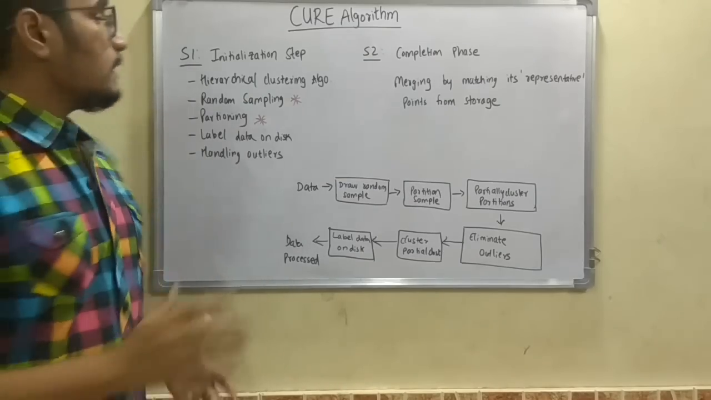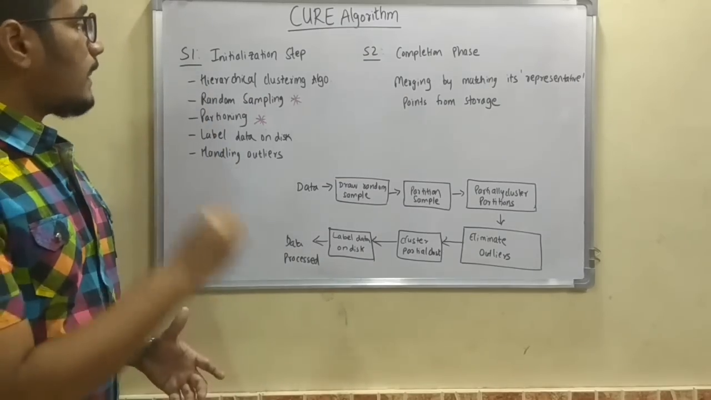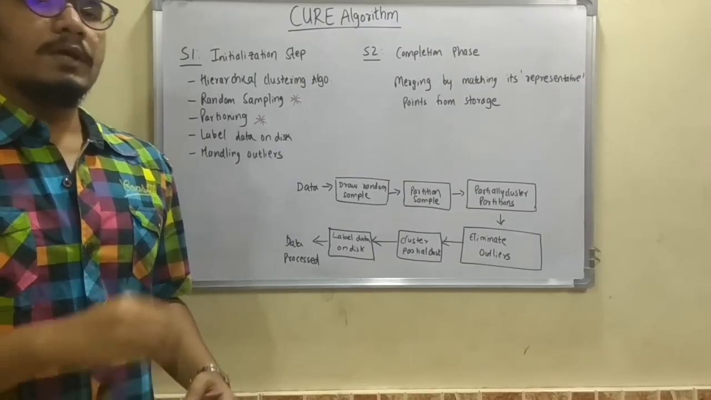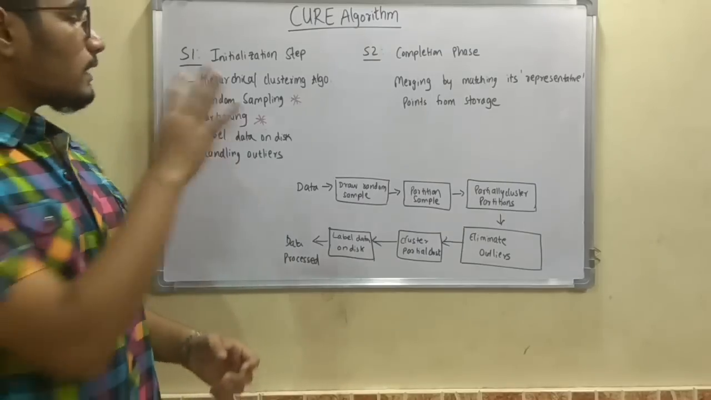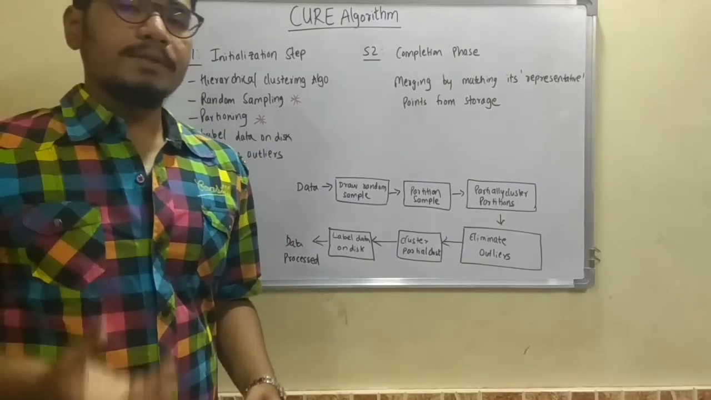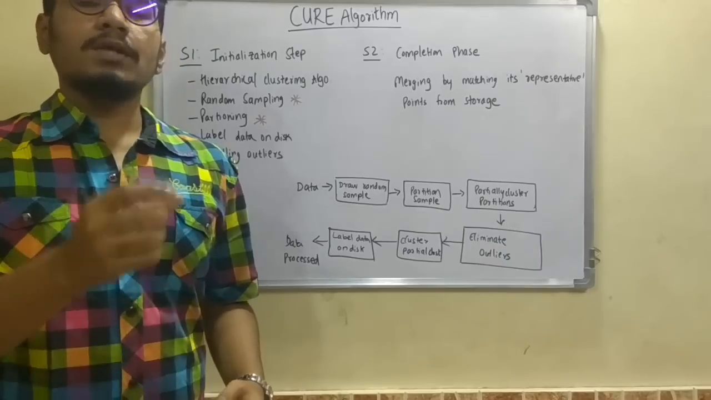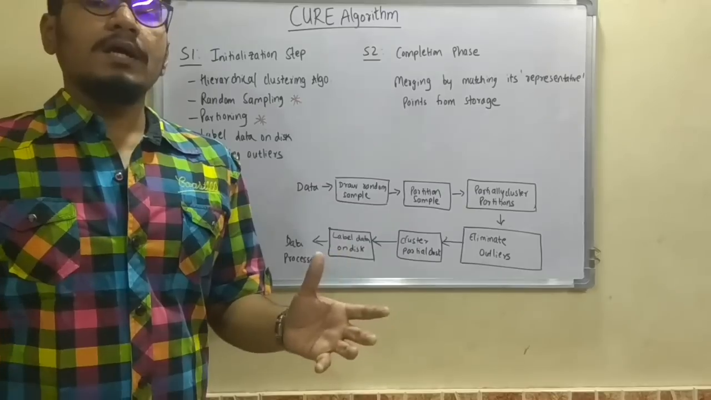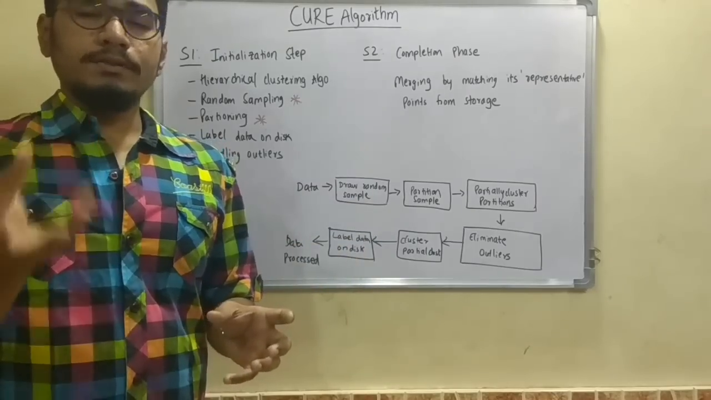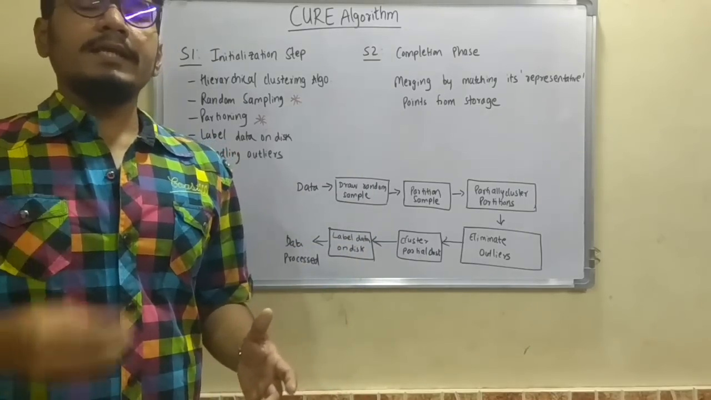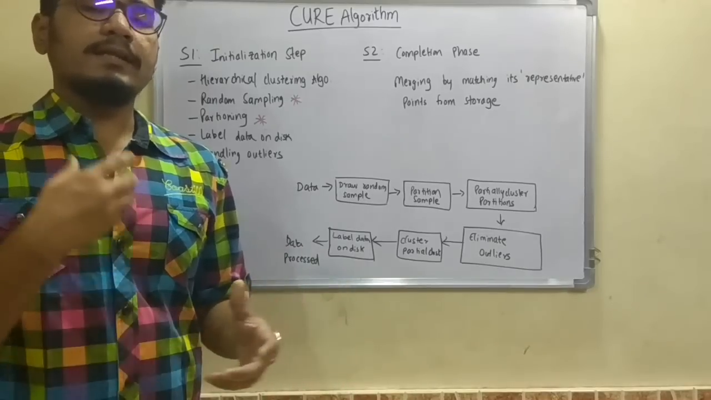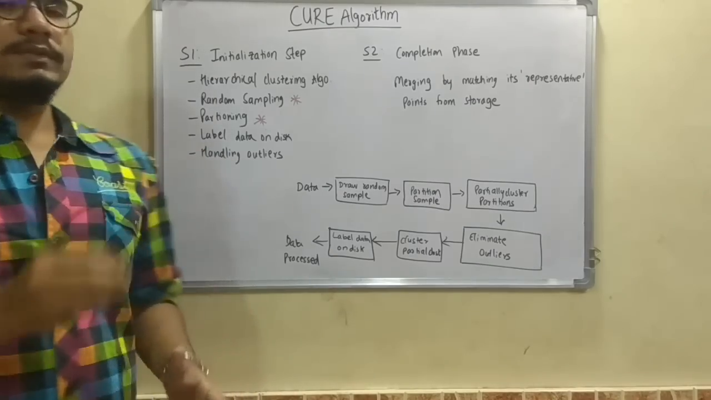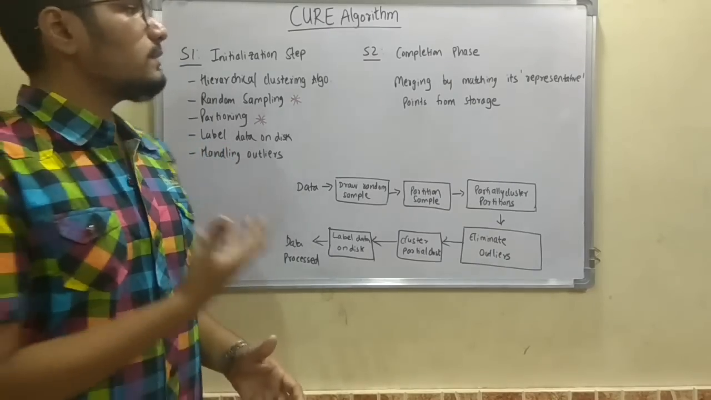In step 1, the initialization step, we have the hierarchical clustering algorithm. This HCA uses a set of well-defined representative points instead of a one-point centroid. These representative points are used to calculate the mean distances between the centers of two clusters, and then it identifies whether a point is representative or not.